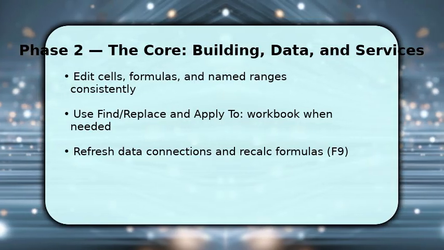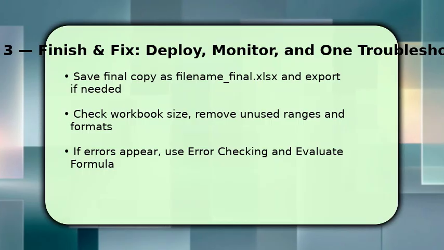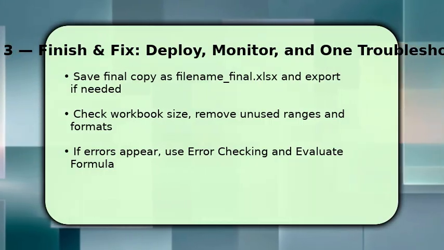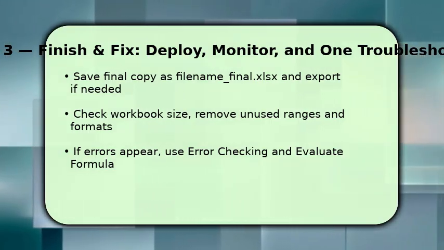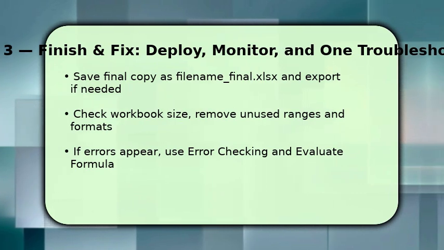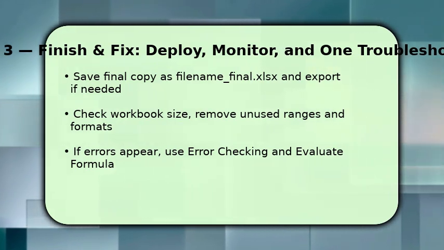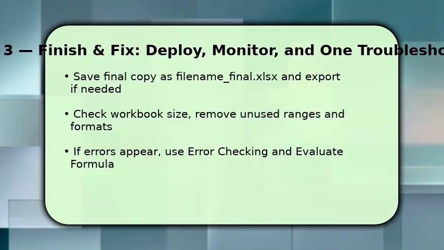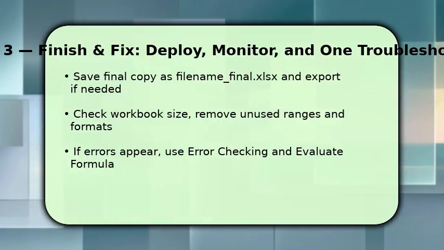You finish by saving a final version and exporting any required formats. Name it filename final.xlsx to reflect completion. Then, optimize. Remove unused ranges, clear excessive formatting, and check file size so sharing is smooth.